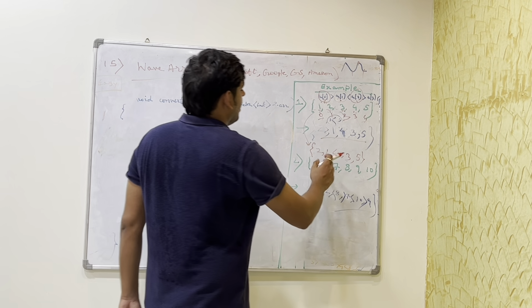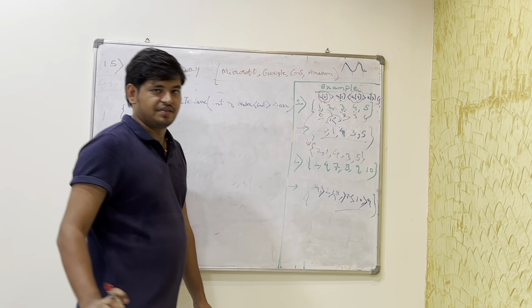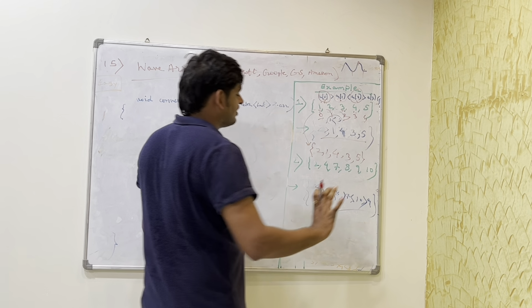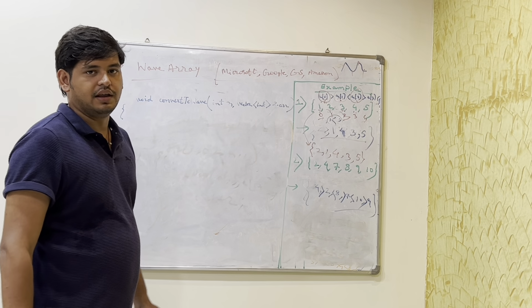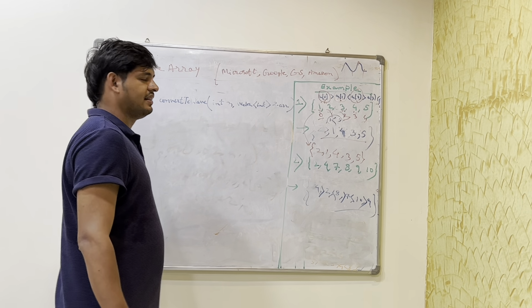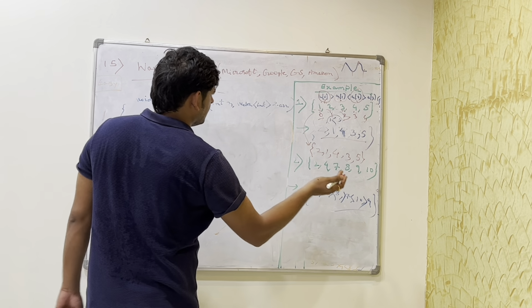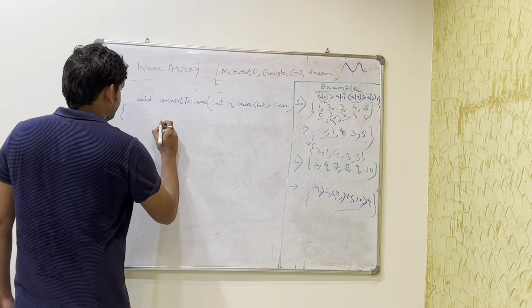We don't need to have the elements in an ascending or descending order. Whatever the unsorted array we have, we can solve this answer like this only. Right? I think the approach is clear here. Let's code it. The coding is very simple.